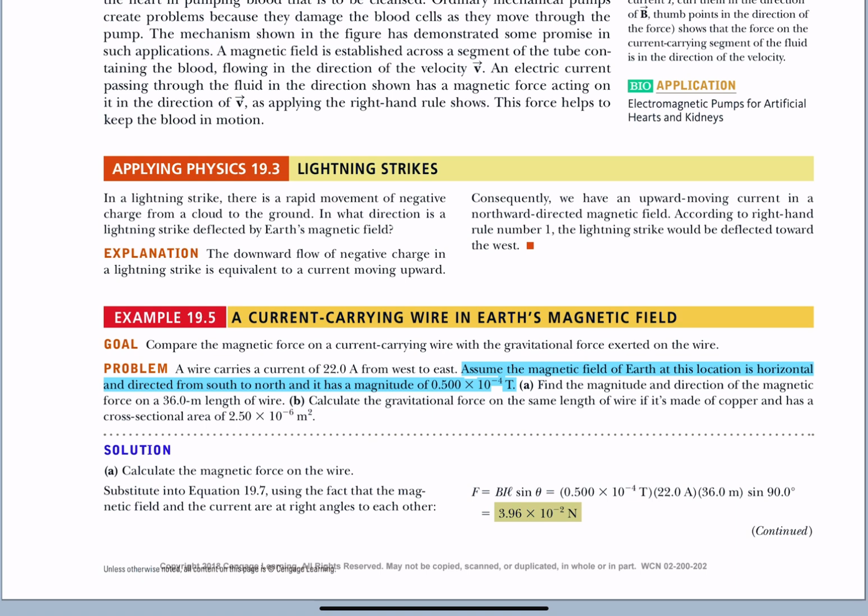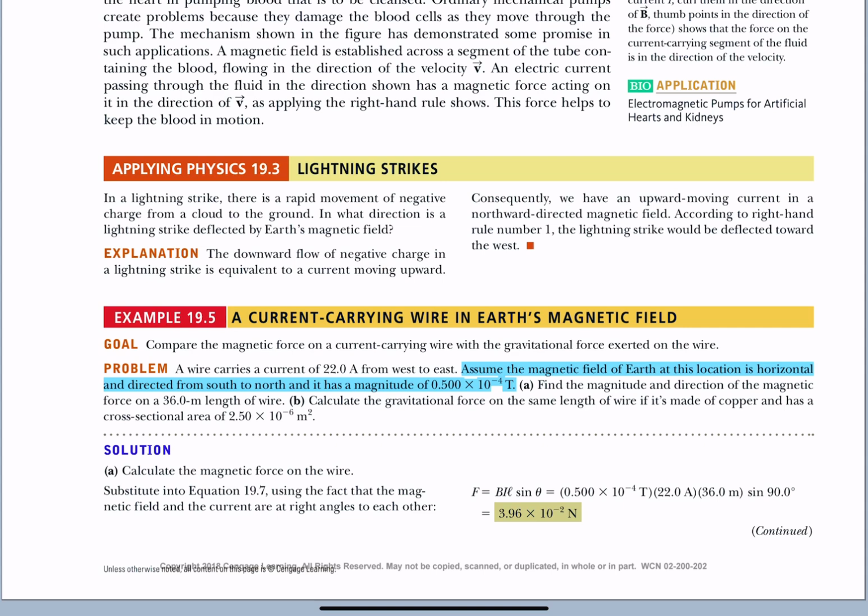So imagine that we have a wire carrying a substantial amount of current, 22 amps, more than you would typically find in a wire behind the wall that connects your outlets. And it's going from west to east. And then we're going to assume that the magnetic field of the Earth on this part of the Earth is also horizontal, but it's directed from south to north.